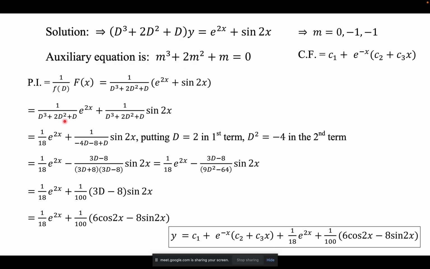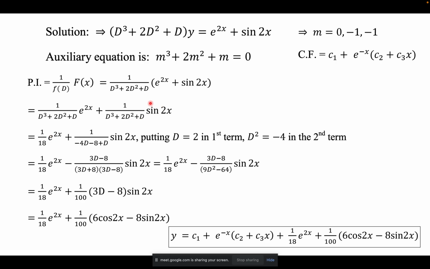Now you can separate them. You can write this as e power 2x upon f(D), and similarly sine 2x upon f(D). You know how to solve such types of particular integrals. For e power ax, here a is 2, so you simply replace D by a. So you have 2 cube plus 2 times 2 square plus 2, which comes out to be 18. So the particular integral of this part is e power 2x divided by 18, right?